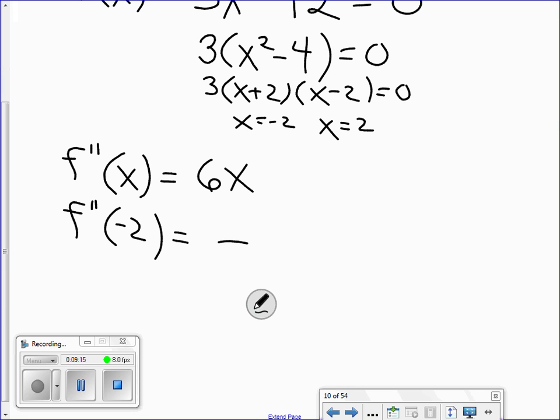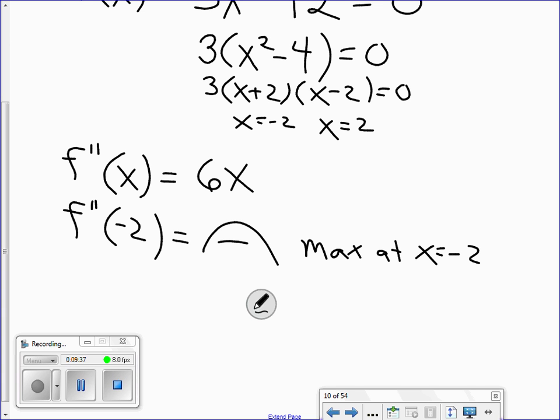It's negative, and if the second derivative is negative, what does it mean about the concavity? Right. I'm not even going to write -12. I'm just going to go like this. So do we have a max or a min? Yeah. So we have a max at x equals -2.